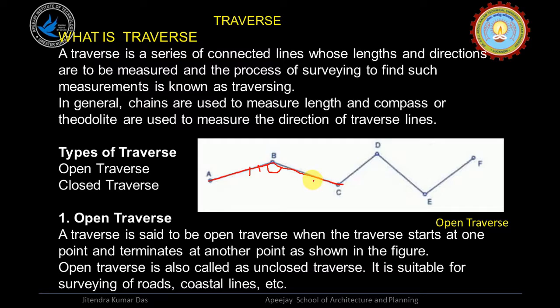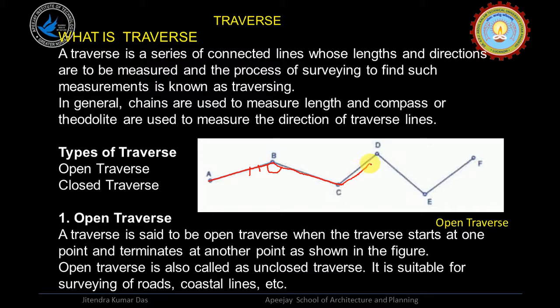If we see the types of traverse, there are two types. One is open traverse and second is closed traverse. Open traverse: a traverse is said to be open traverse when the traverse starts at one point and terminates at another point, as shown in the figure above. Open traverse is also called an unclosed traverse. It is suitable for surveying of roads, coastal lines, rivers, etc.